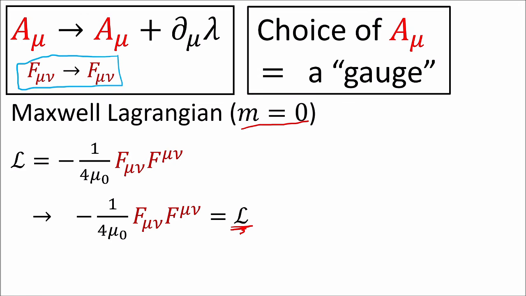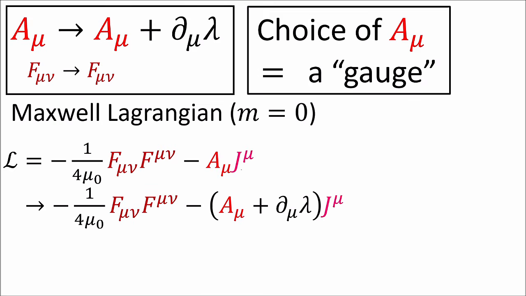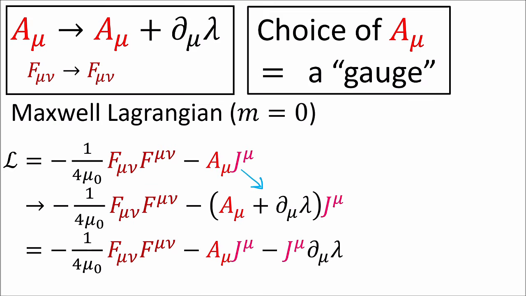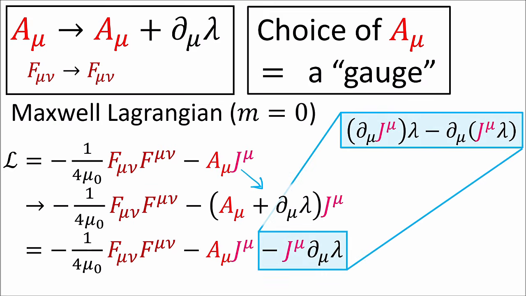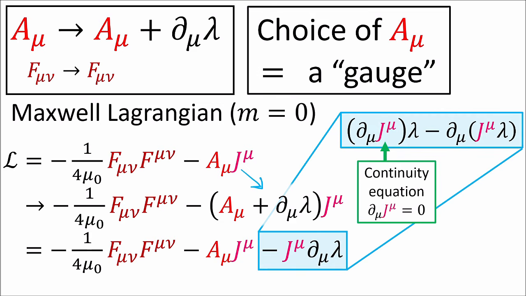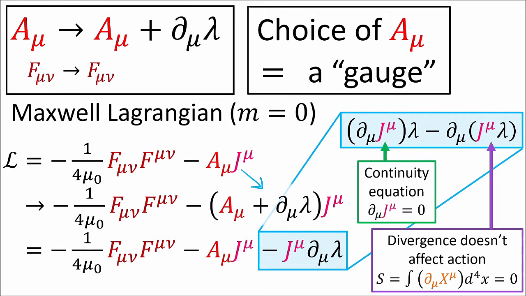Now, here we've left out the Maxwell source term, but even if we include the source term and gauge transform it, we can use product rule here, and this first term goes to 0 as long as the current J obeys a continuity equation. And this second term is a divergence term, which means it will go to 0 when we integrate the Lagrangian density to get the action S. So even if the Lagrangian is changed here, the action S is not, so the physics is unchanged.